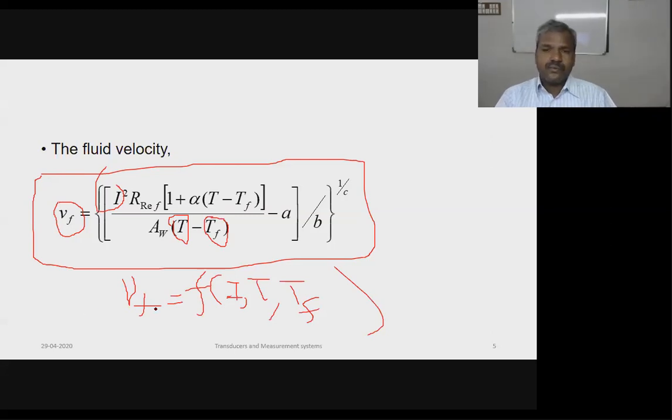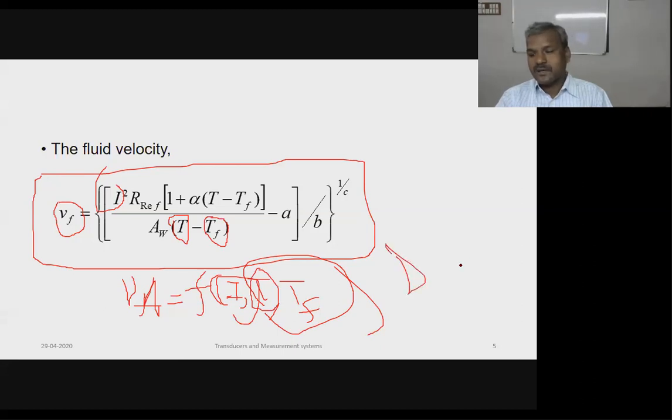So velocity of the flow is a function of current, temperature, or TF. By keeping any two coefficients constant, we can get the fluid velocity as a function of current. So if we maintain the temperature of the fluid or temperature of the wire as a constant, the fluid velocity is directly proportional to current through the wire, current variation detected in the wire.